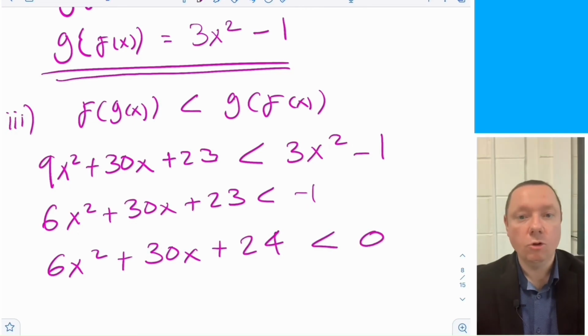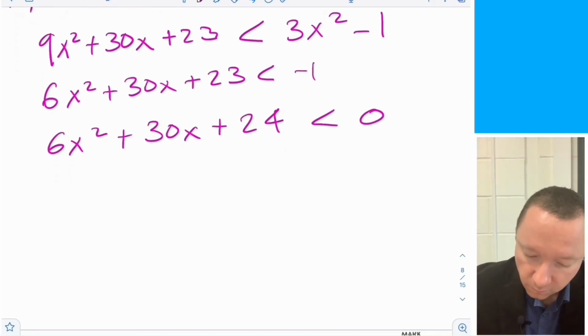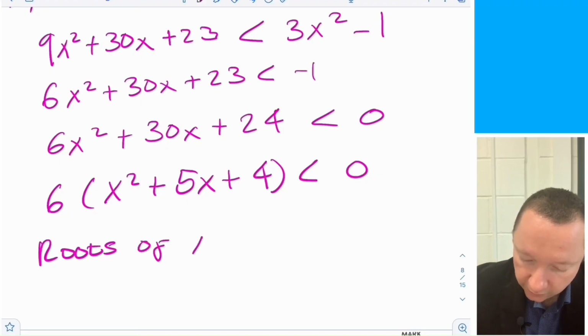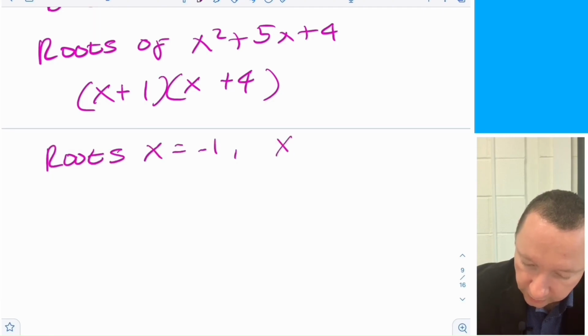So we've got a quadratic inequality to solve. So let's look for a common factor. x squared plus 5x plus 4 is less than 0. So let's look at the roots of x squared plus 5x plus 4. So that factorises to give us x and x. We've got 4 and 1, plus and plus, so roots at x equals minus 1, x equals minus 4.